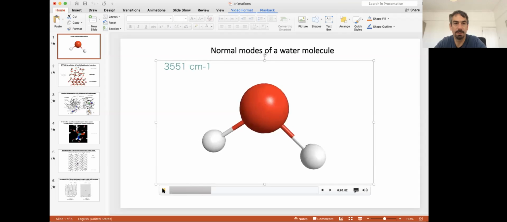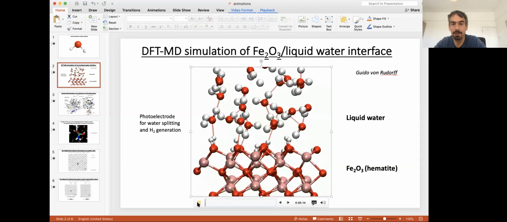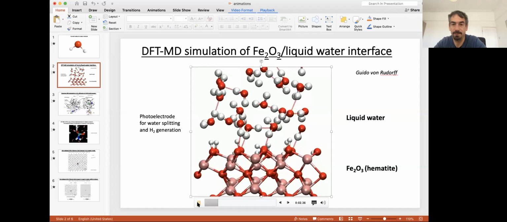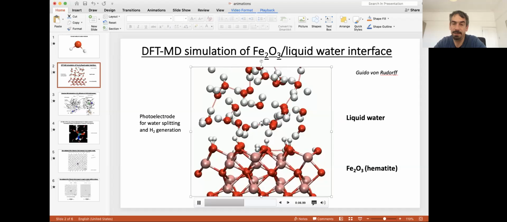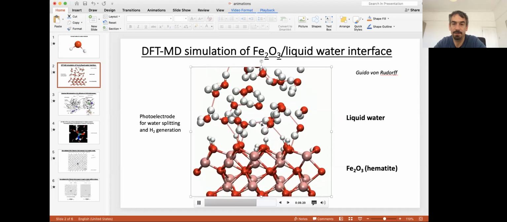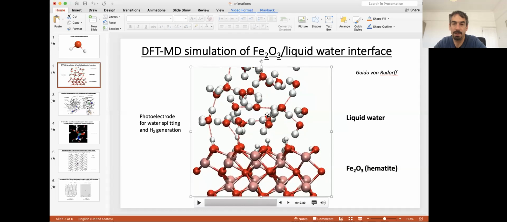That's just a single molecule. Now, since this is on materials modeling, of course, I thought I'd show you something related to materials modeling. This is a molecular dynamics simulation of an interface of iron oxide or hematite with liquid water. And this is an MD simulation, right? So you see the molecules and the atoms move in time, and you nicely see the hydrogen bonding between the water molecules and between the oxide and the waters.